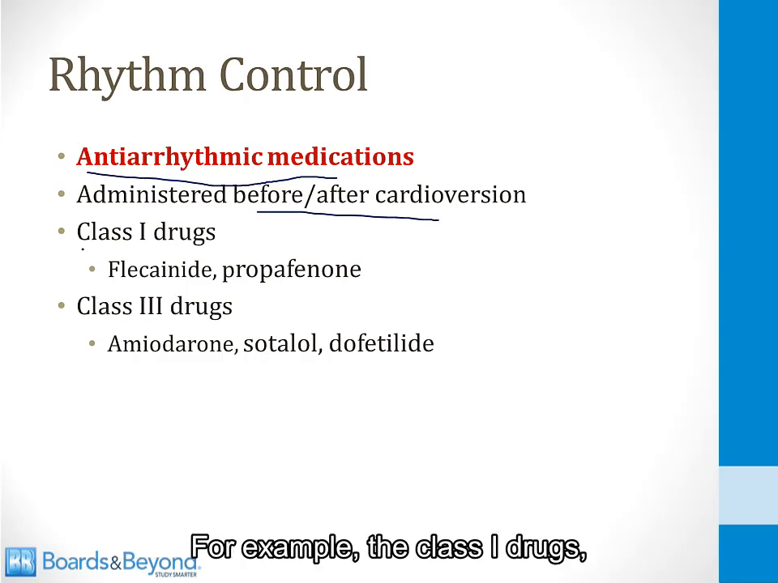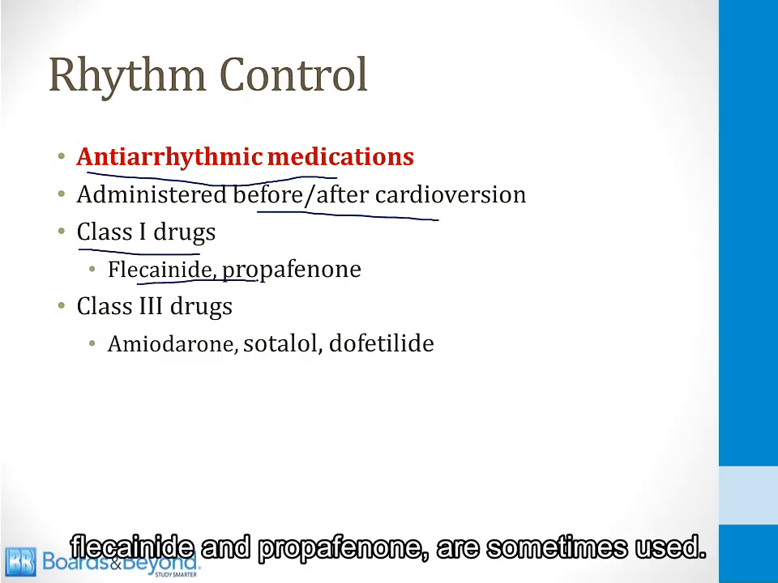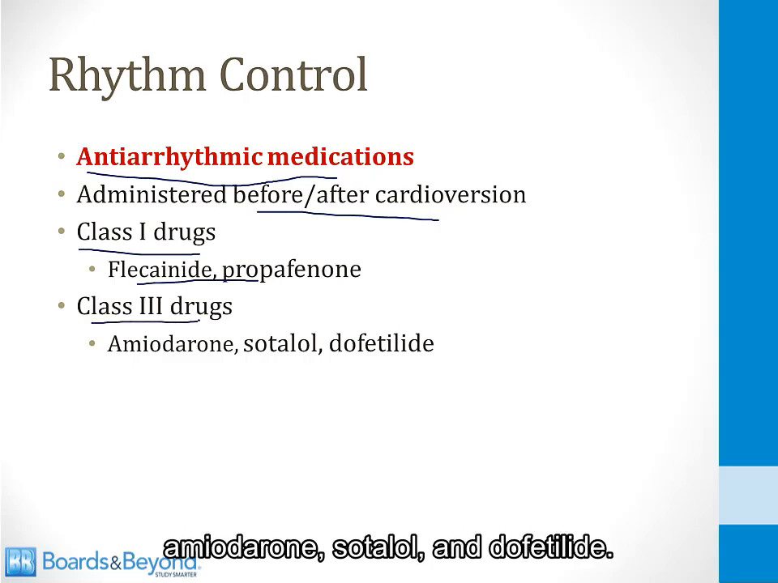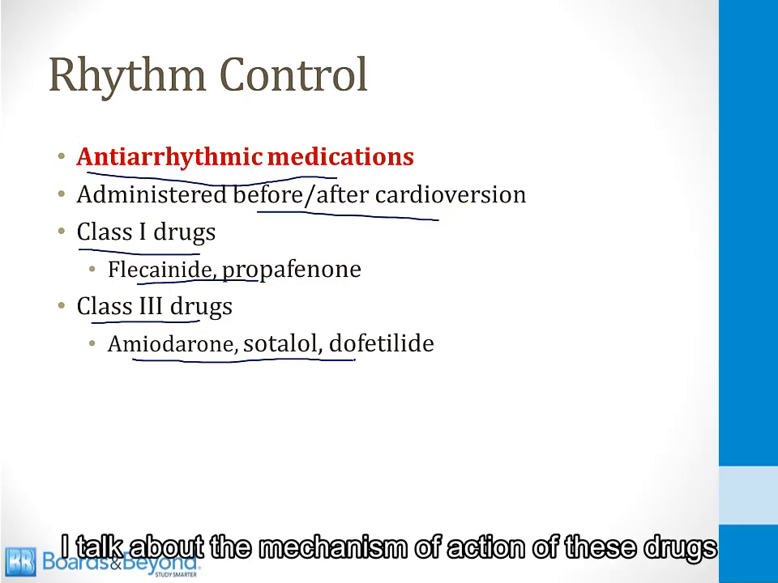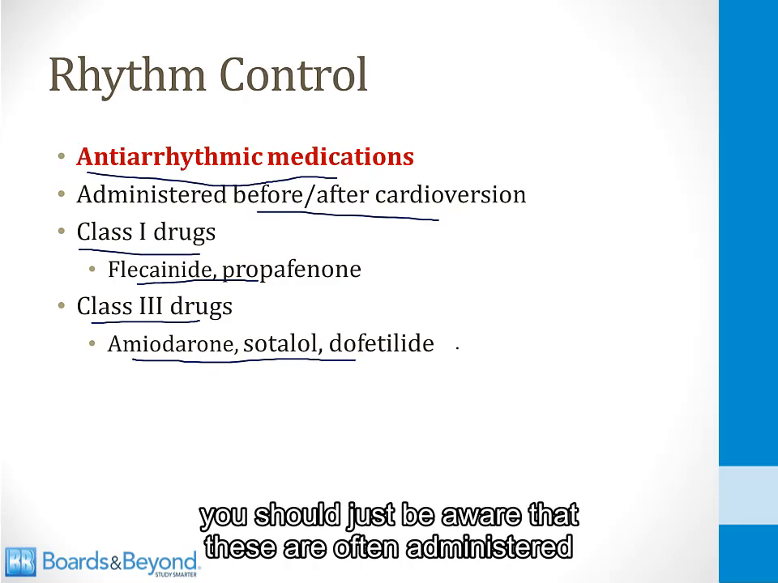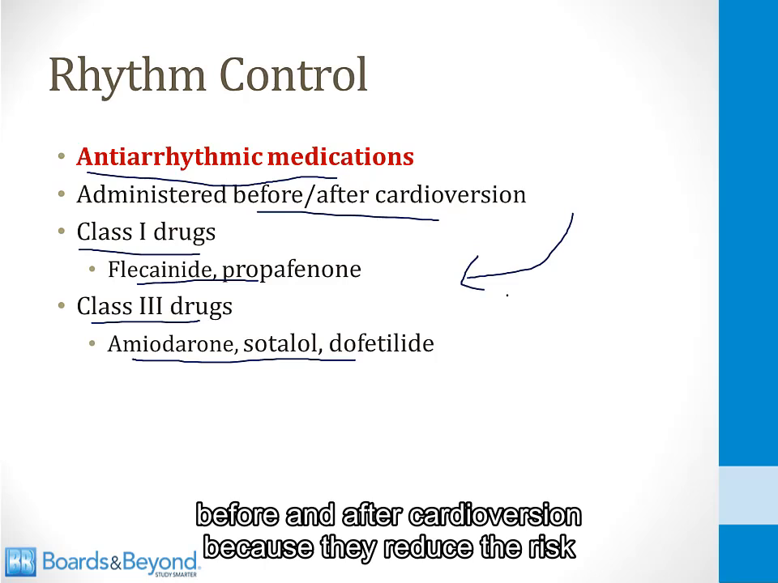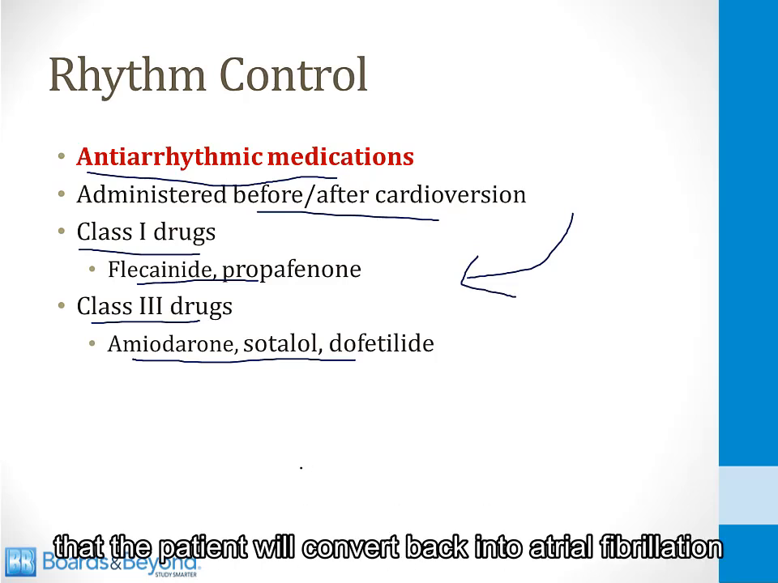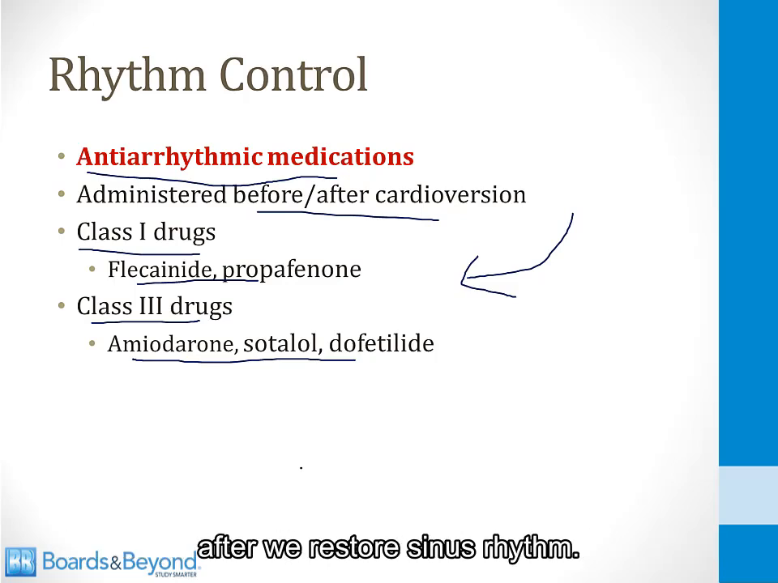For example, the class 1 drugs, flecainide and propafenone, are sometimes used. So are the class 3 antiarrhythmics, amiodarone, sotalol, and dofetilide. I talk about the mechanism of action of these drugs in the antiarrhythmic module, but for our purposes here, you should just be aware that these are often administered before and after cardioversion because they reduce the risk that the patient will convert back into atrial fibrillation after we restore sinus rhythm.